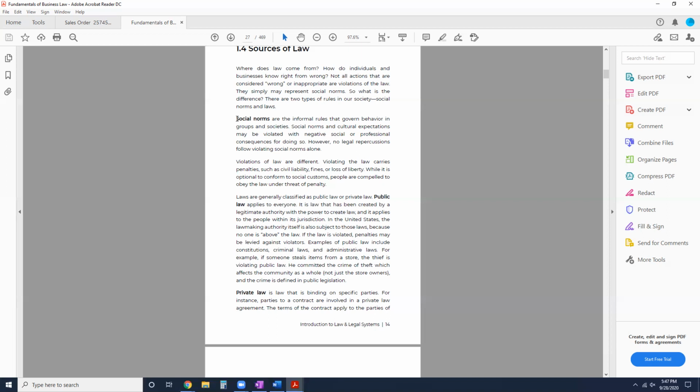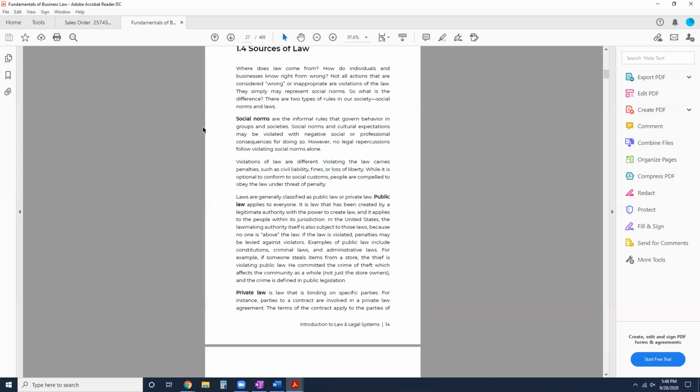Now, the book is going to define laws in a series of ways. The first type of way that they're going to describe is what is known as public law or private law. Public law is basically law that applies to everybody. So if you're breaking a public law, it applies to everybody. The law, it's fair for everyone. It's a law that a government has passed, and a government that has the authority to pass that law.